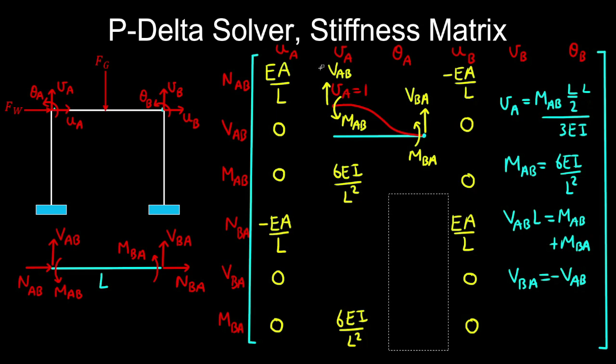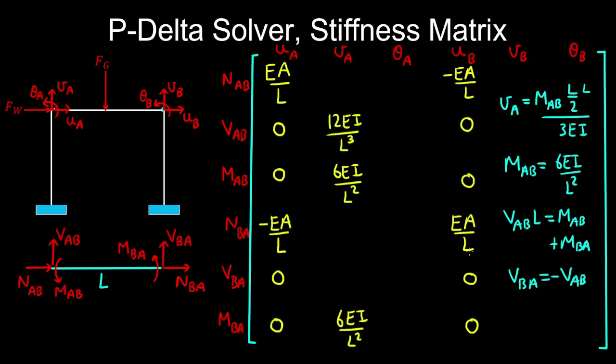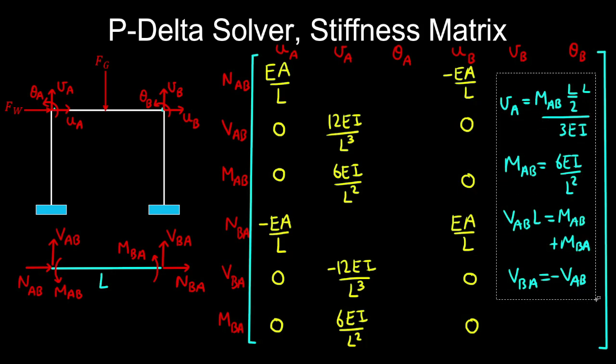So let's write in our stiffness coefficient. We'll just get rid of this. As we said, the shear force at A is MAB plus MBA on L, so it'll be 12 EI on L cubed. And the shear forces are equal and opposite. So the shear force at B has a stiffness coefficient of minus 12 EI on L cubed. And now let's get rid of this.